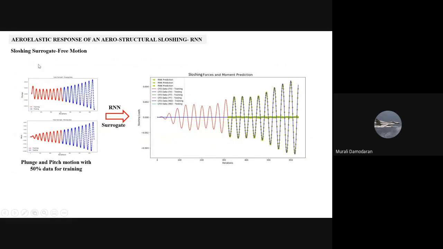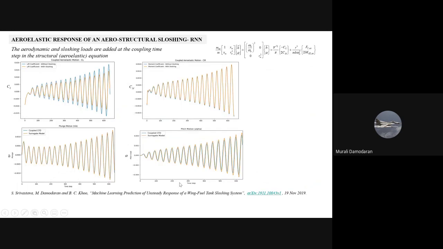In the sloshing surrogate motion, you can see the predictions are here. The forces and moment, it seems like the surrogate does a pretty good job. And you put everything together, aero, structural, sloshing, all by RNN, the CL and CM prediction, and the plunge and the pitch. Okay, so the surrogate model and the coupled CFD. So this is how the predictions are there, except for the maximum amplitude. Some things are not there.